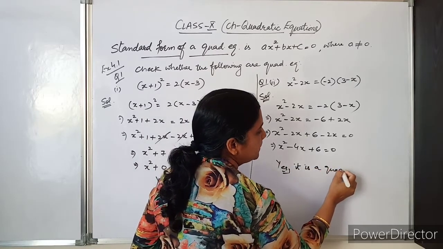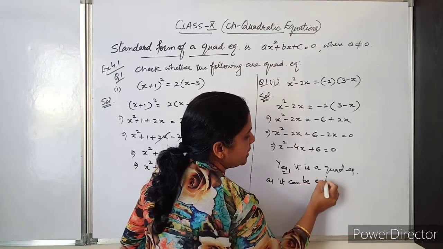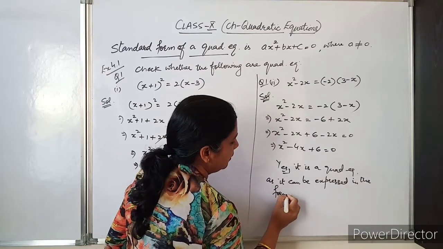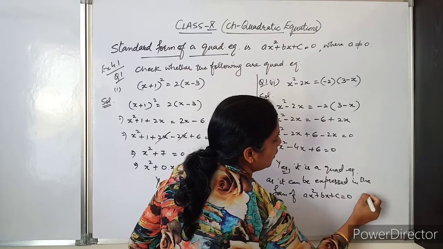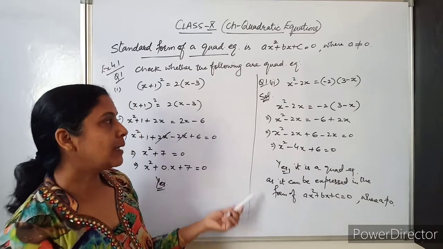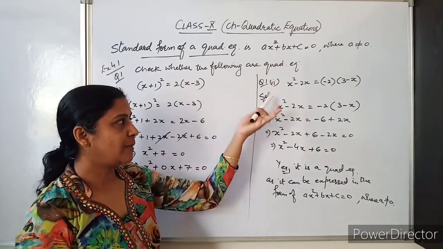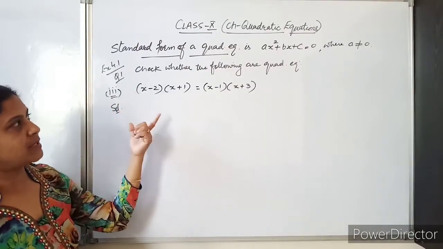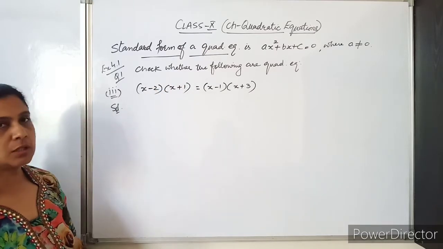You can give a reason, as it can be expressed in the form of ax square plus bx plus c is equal to 0, where a is not equal to 0. You can give the reason if you get the same question in 2 marks, and if you get it in 1 mark, yes would be enough after solving this. Let's continue doing some more questions of the same type where we have to check whether the equations are quadratic or not. So I've taken first question, third part.